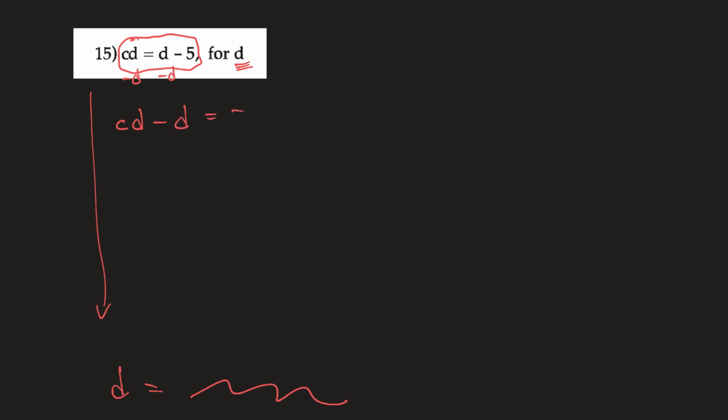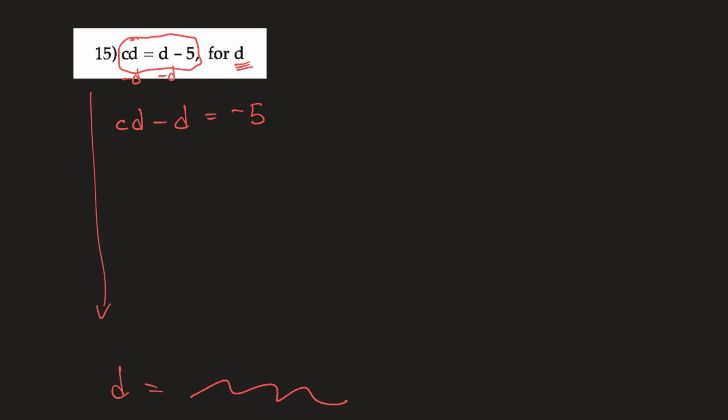Okay, here's another question where you have an equation, and they say solve the equation for D. In other words, at the end of the game, I want to have D is equal to something. Now, the problem here is I have two D's. So to fix that problem, what you do is you get the two D's together. So I'm going to subtract D on both sides, giving me CD minus D is equal to negative 5.